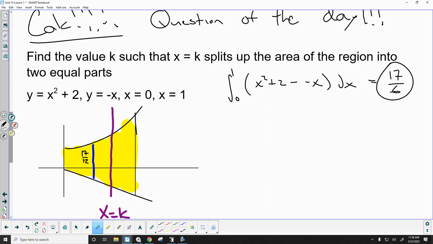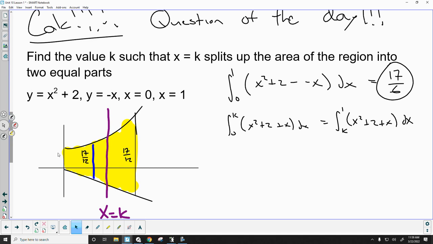Oh my goodness. Most students do this. If this splits it in half, an integral from 0 to k of the top minus the bottom must equal an integral from k to 1. This is what most students do. White already went to the fact that we know the overall area, which means one half of it will be half of that area, or 17/12.